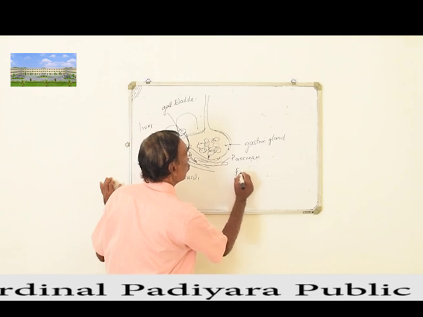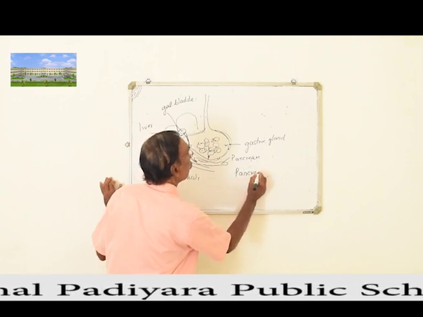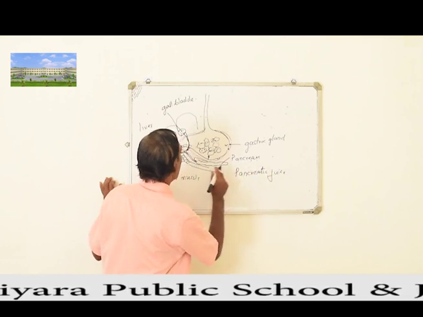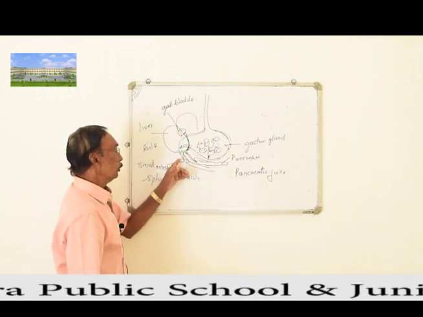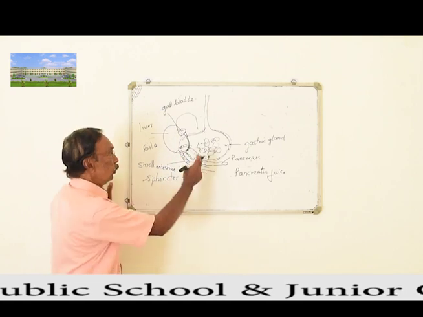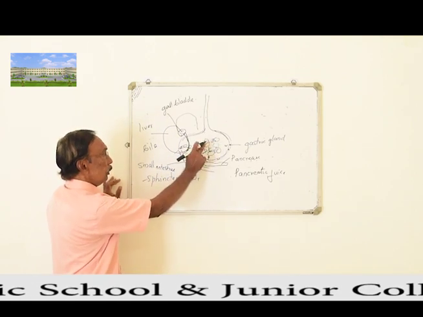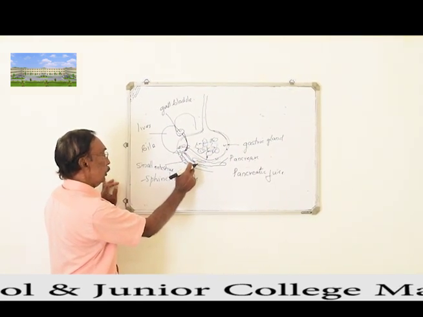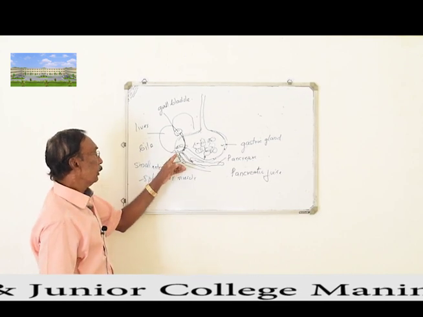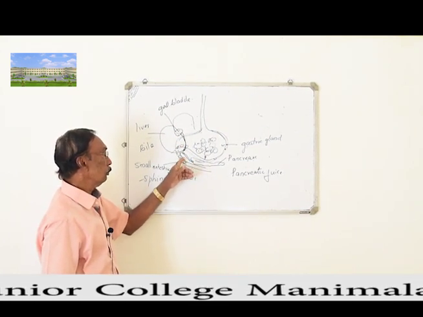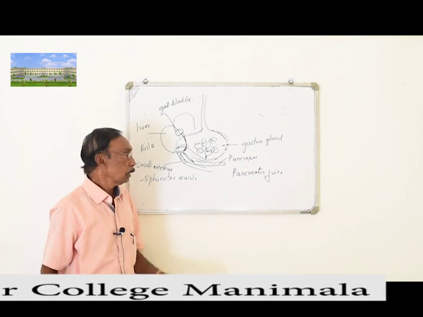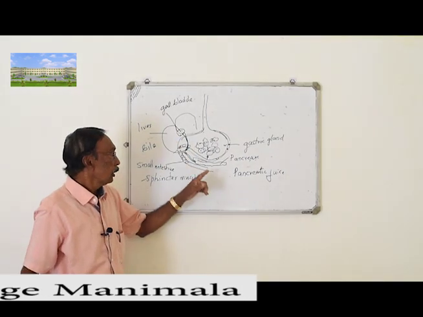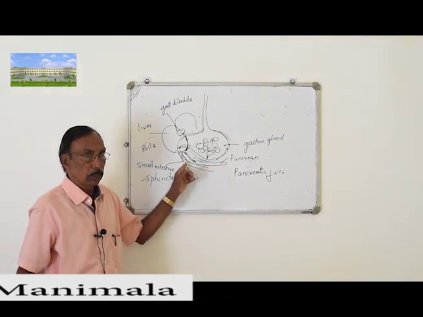Pancreatic juice. These two secretions will come and mix with the food. Once again, food will move from the stomach slowly to the small intestine. The first part of the small intestine is called the duodenum. Here two glands are connected to the duodenum, this part of the alimentary canal and the small intestine. One is bile from the liver and the second one is pancreatic juice from the pancreas.